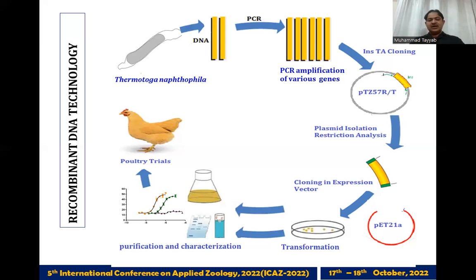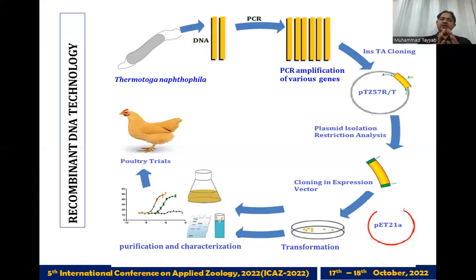After the production, we can optimize the conditions for the production of these enzymes. And once we have the characterized enzymes, we can utilize these enzymes for the supplementation of poultry feed. And then ultimately by poultry trials, we can get information about the impact of these enzymes on the growth of poultry. So this was a very simple discussion about various steps important in the recombinant DNA technology for the production of recombinant enzymes.